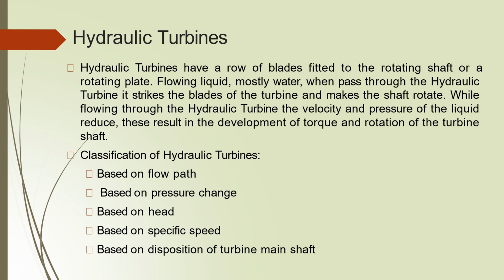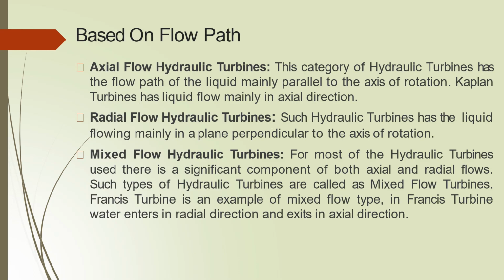Then how are hydraulic turbines classified? There are 5 main methods of classification of hydraulic turbines. The first one is based on the flow path. Second is based on the pressure change. Third, based on the head. Fourth, based on the specific speed. And fifth, based on the disposition of the turbine main shaft. Let us discuss one by one in detail.